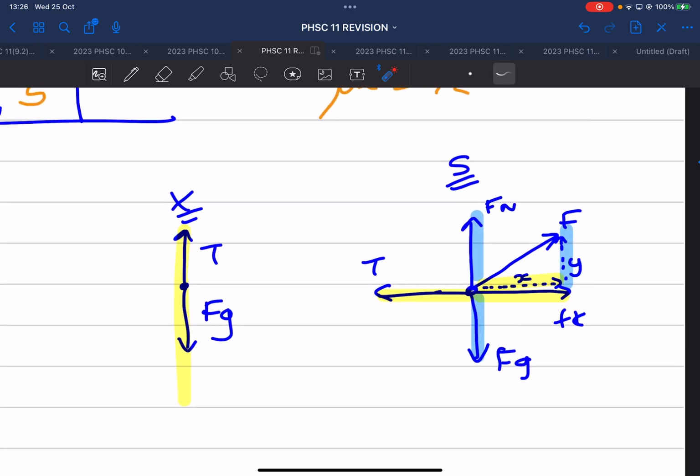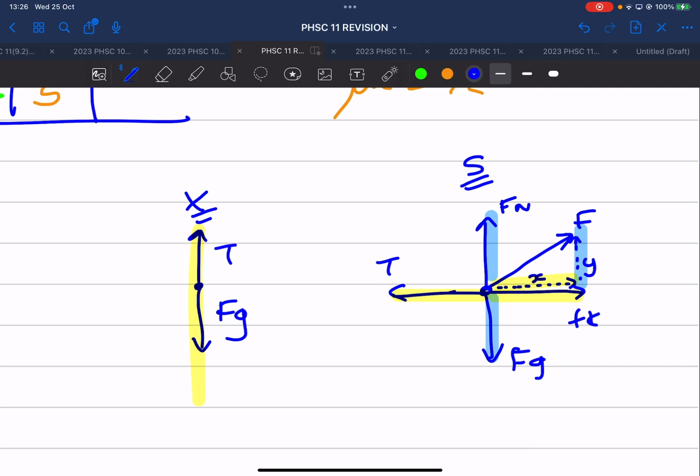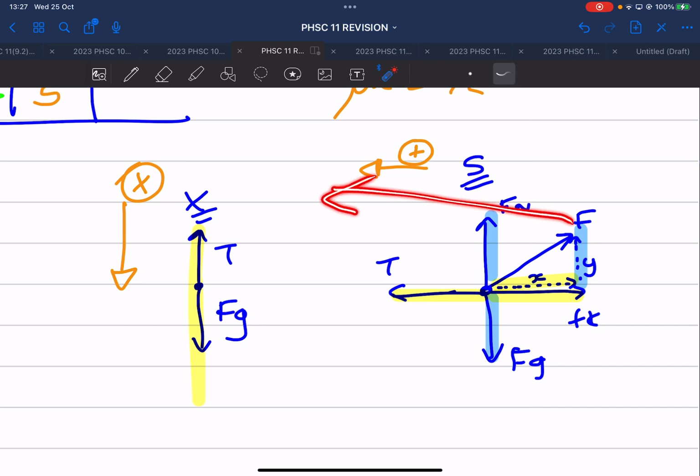So the last thing I want to do here is what Fatima just said. You must choose positive directions. This thing is going to the left, so I choose to the left to be positive for the 5 kilogram block. And then I'm going to choose for this one down to be positive, not up, because if this one is moving to the left, then this one is going to go down. That must make sense. You can't choose up to be positive.